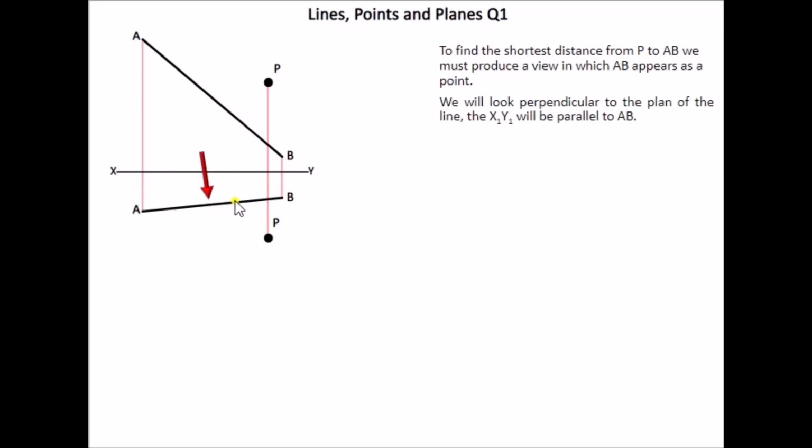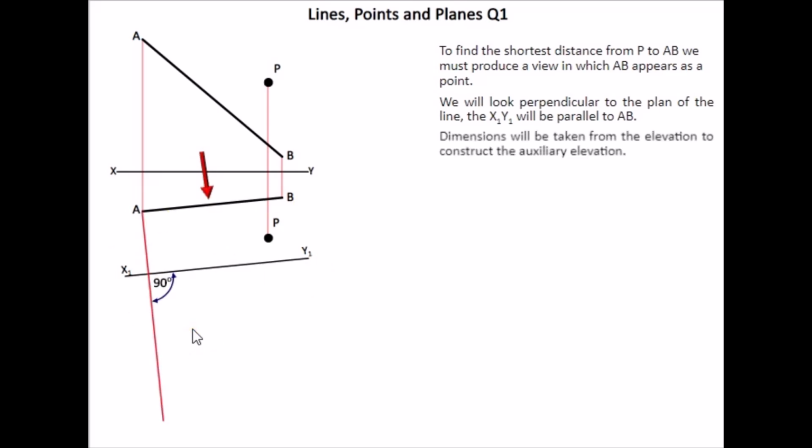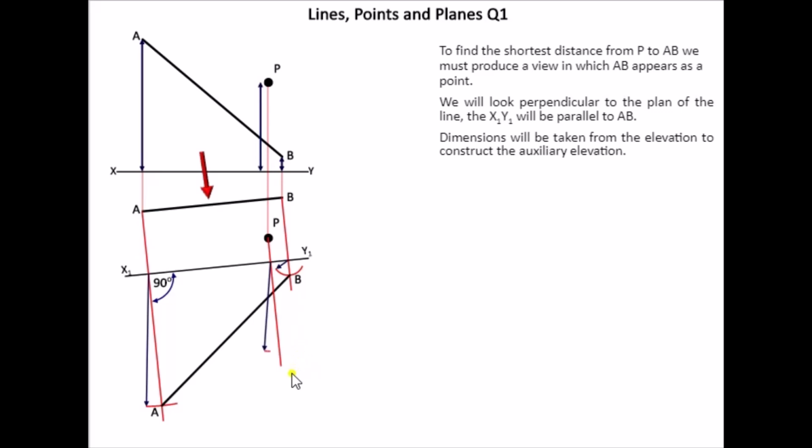First we need to see the true length of this line AB. To see any true length we need to look at it at 90 degrees. So here in plan we look at 90 degrees, setting up our x1 y1 line parallel to AB in plan, then marking off our heights at 90 degrees and getting the heights from our elevation. Now we have a true length. Now we project down where point P is, so point P is now positioned in this location.